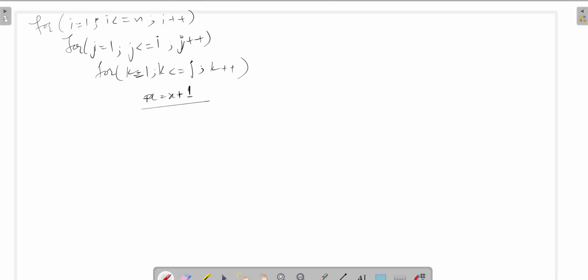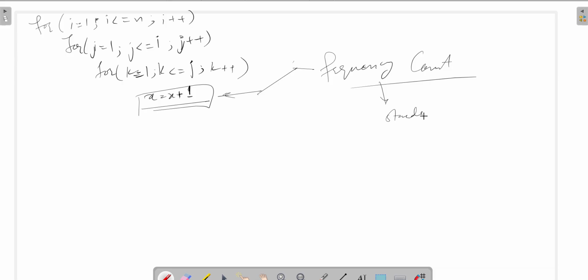Now we need to know how many times this statement will be executed. How do we find that out? By the way, there is a term for that in the algorithm complexity calculation world, and it is called frequency count. Apparently this is a standardized term, so let's be aware of that.